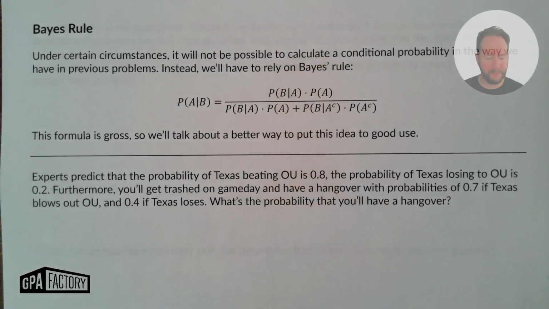Okay, we're going to jump into Bayes' rule, which is kind of like a complicated conditional probability. I'm not going to say too much more about it. Let's go ahead and dive in. Under certain circumstances, it won't be possible to calculate a conditional probability the way we normally do, and instead we have to use Bayes' rule.